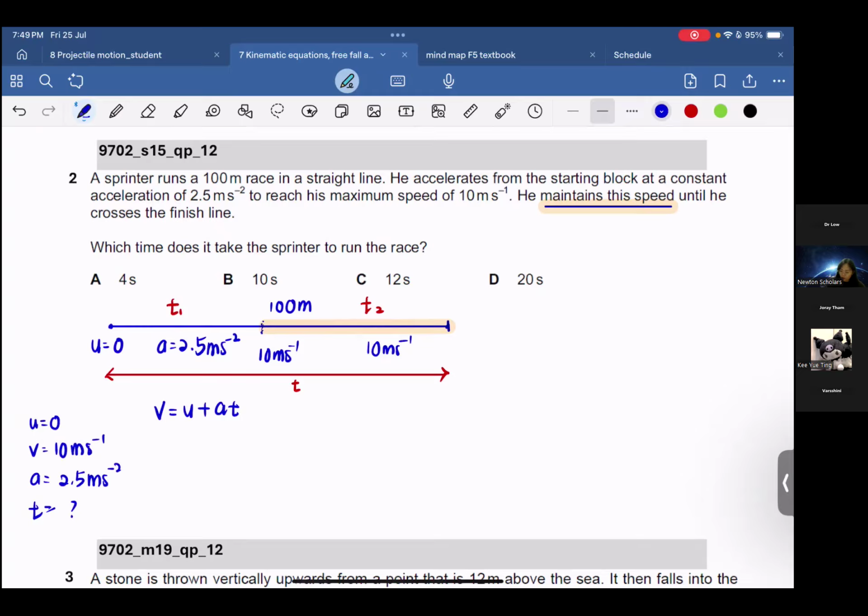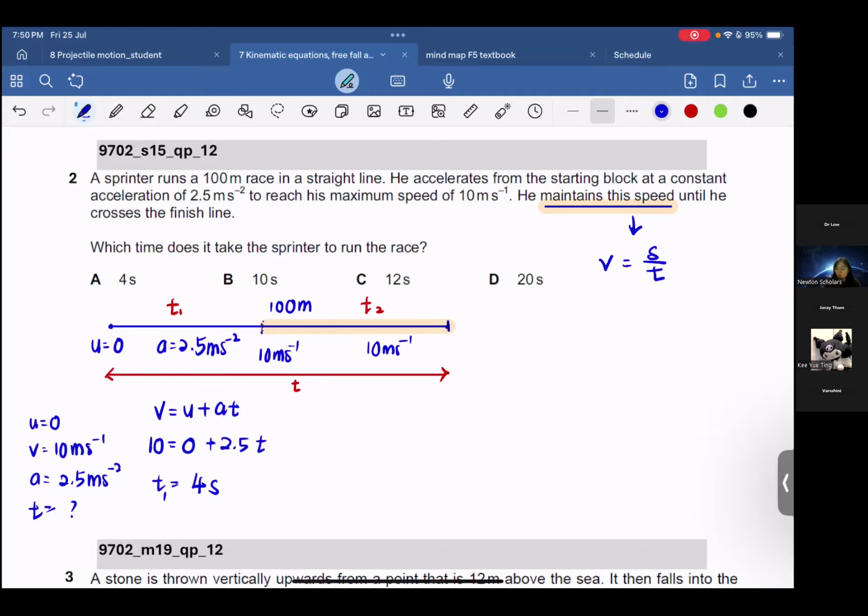Then after that, your V is 10, your U is 0, 2.5 times T. So your T is 4 seconds. Then second step, T1 is 4 seconds, first section. But how about the second section? The second section, we maintain the speed. So just like I told you, V equals S over T. But the problem is, do you know the distance for the second section? We don't know. Then what should we do?